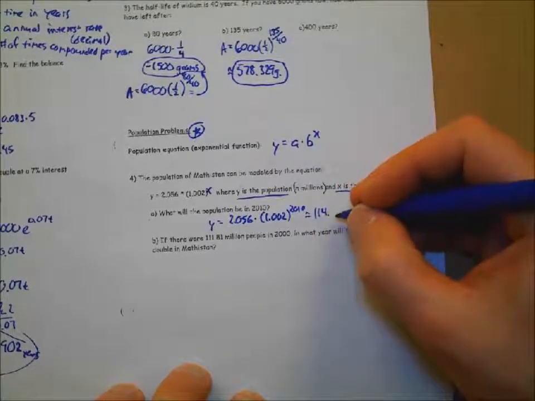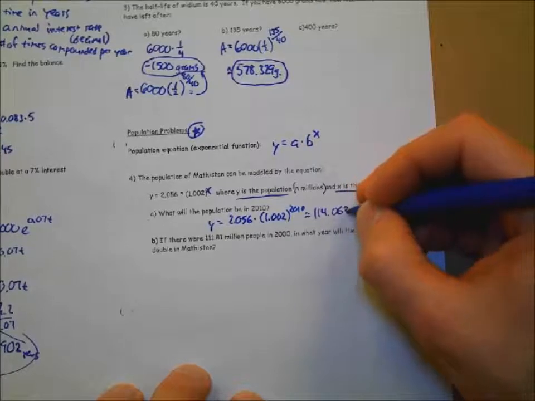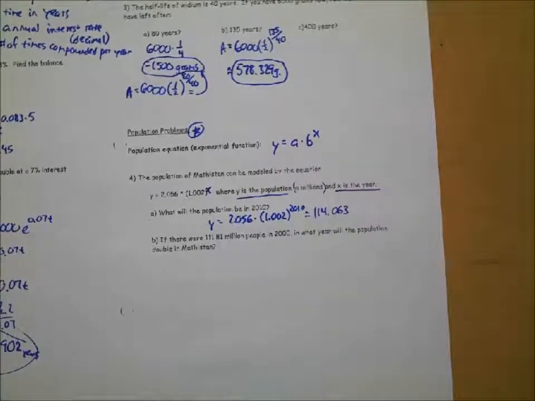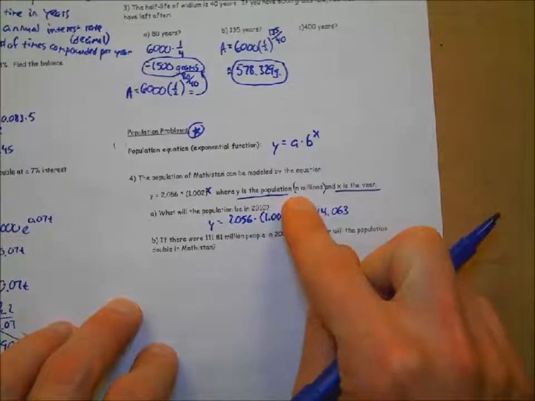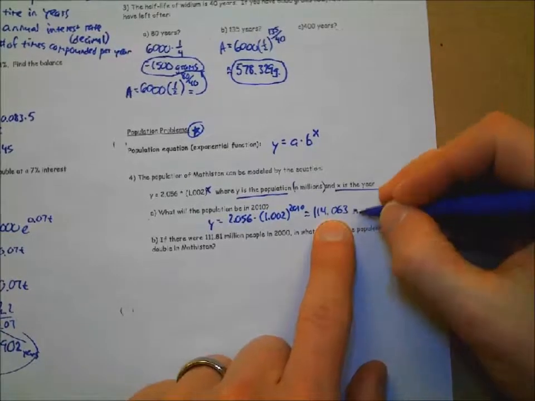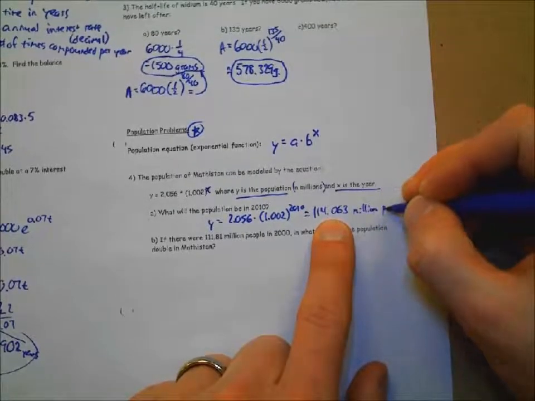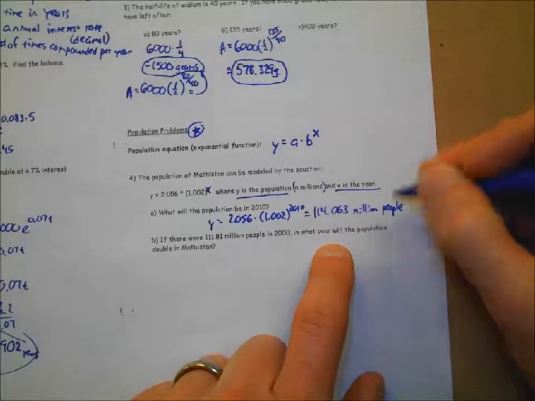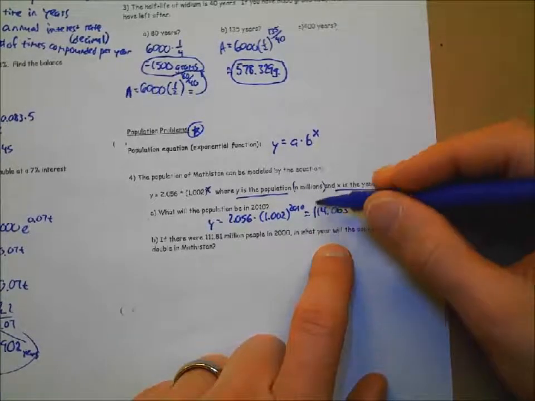Okay. And I get about 114.063, we'll say. Okay. But 114.063 what? Million people. Why is the population in millions? So this is million people. Or people in millions, if you like. Okay.